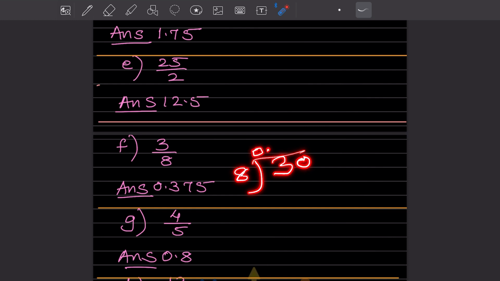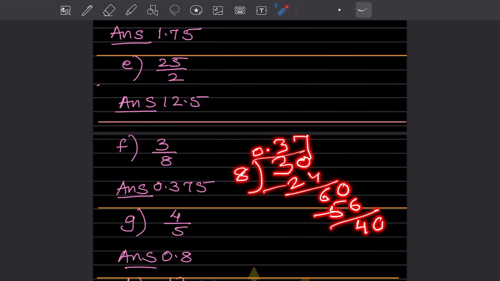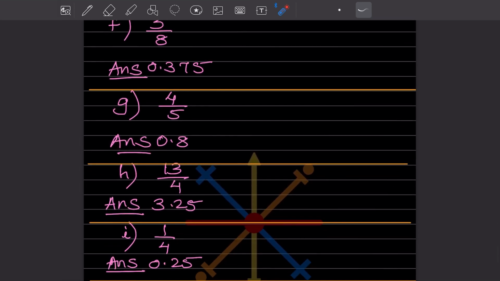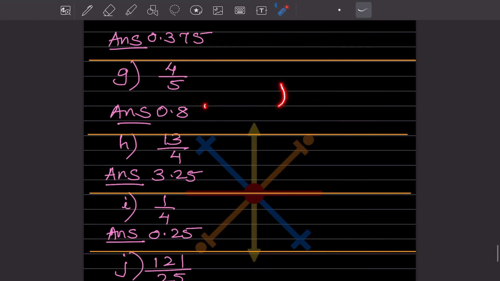Now what is that going to be? 8 3s are 24. Now look at here, this is 6. And you're going to put here 1 0. So 8 7s are 56. So again 4, you're going to put here 0. 8 5s are 40. So same for here, 4 divided by 5. So you are going to put here 0. So 0.8, 5 8s are 40.